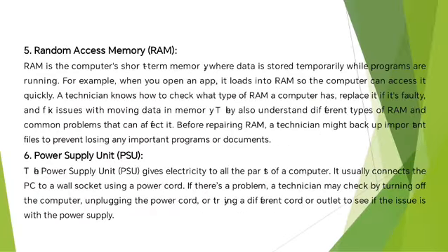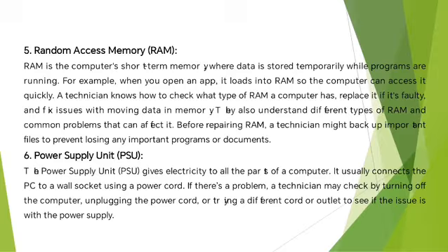Random access memory. Random access memory is the computer's short-term memory where data is stored temporarily while programs are running. For example, when you open an application, it loads into RAM so the computer can access it quickly. A technician knows how to check what type of RAM the computer has, replace it if it is faulty and fix issues with moving data in memory.